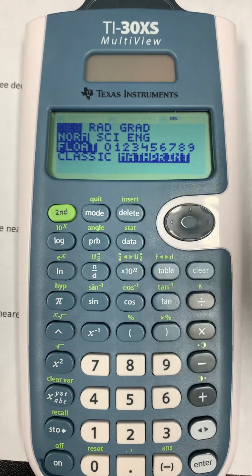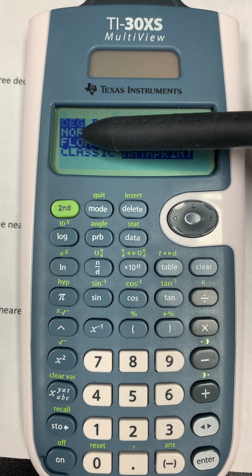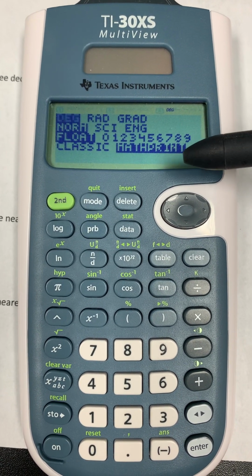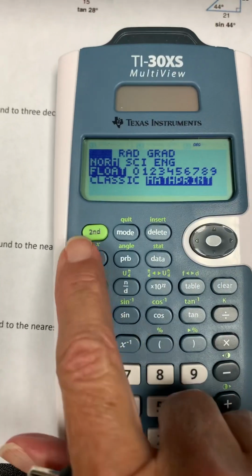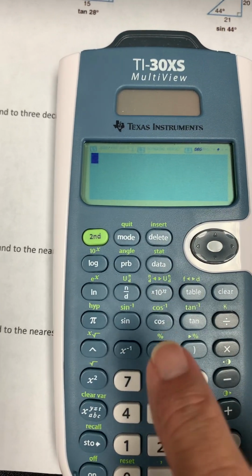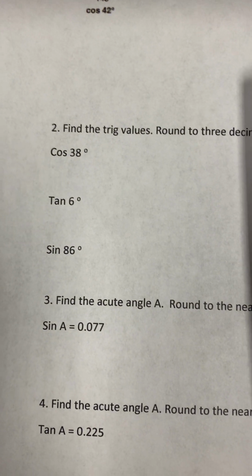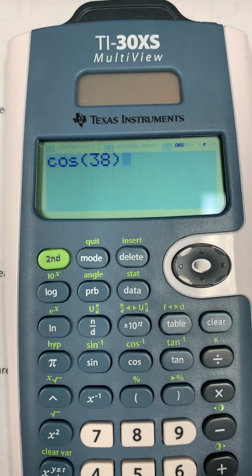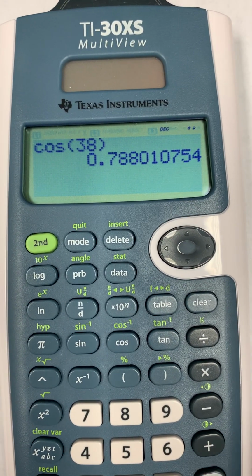You want to make sure that you are in degree mode, so all of these numbers over here, or values on the left, should be highlighted. I like Math Print. That allows me to put things in as fractions. So once you're in the correct mode, for degrees, all you need to do to evaluate cosine of 38 is just type in cosine of 38 degrees. You don't have to use the degree symbol. You can, but it's not necessary, and you get the ratio.